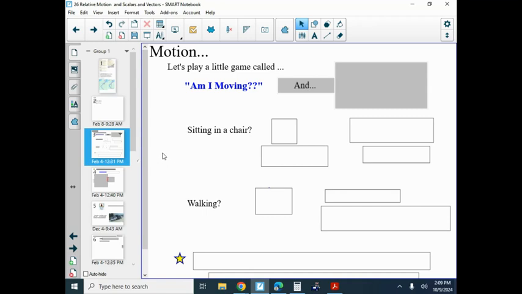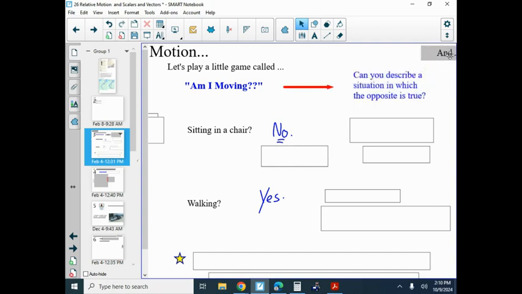Let's play a little game called Am I Moving? And so I'll finish that in a bit. If you're sitting in a chair, most people are going to answer no, right? Or if you're walking, most people are going to answer yes, right? The trick is, can you describe a situation in which the opposite would be true?